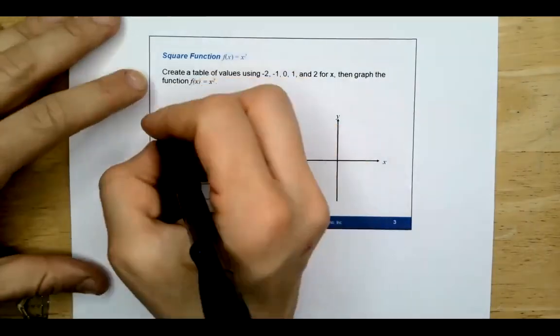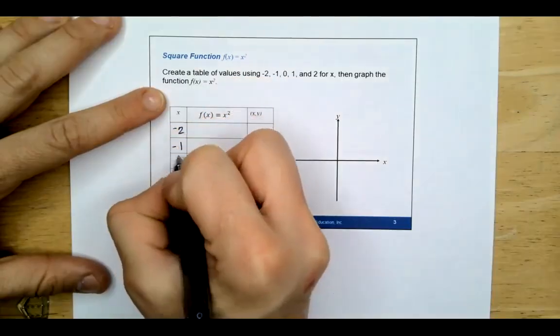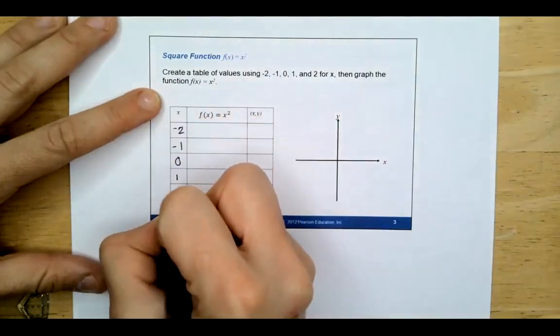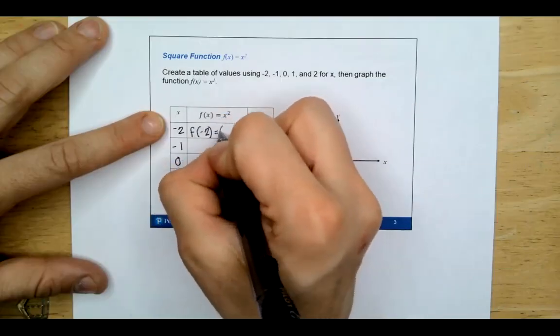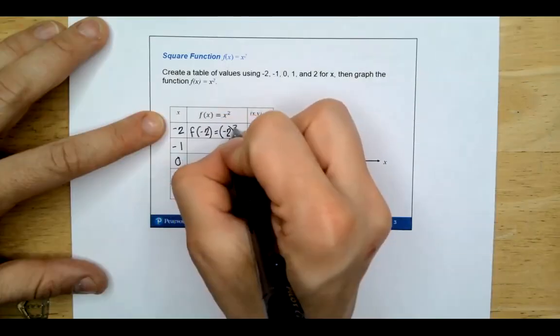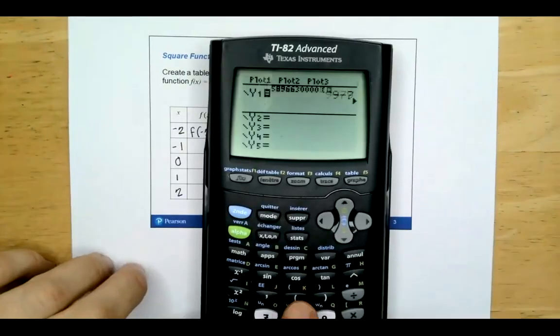Create a table of values using the same ones, -2, -1, 0, 1, and 2. And remember, those are our x values. So f of -2 is going to be equal to, now we're getting into an actual equation we can work. So -2 squared. Remember your parentheses.